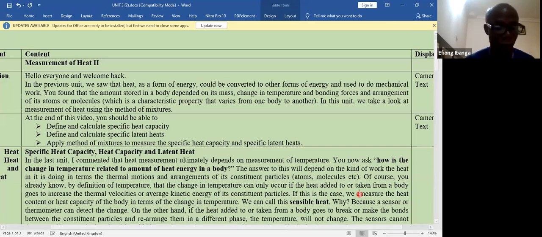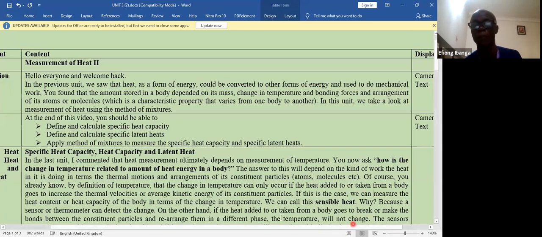Let me write that. We can measure the heat content of a body or the heat added or taken away from a body in terms of the change in temperature. We can call these sensible heat. Sensible, why? Because any heat sensor or a thermometer, any device that can detect the change in temperature, called thermometer or any sensor, can detect the change.